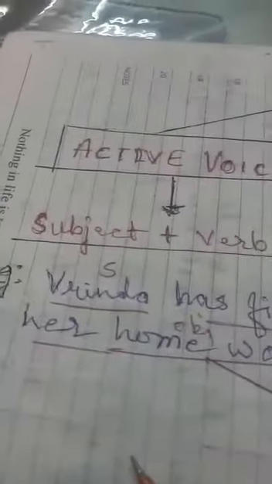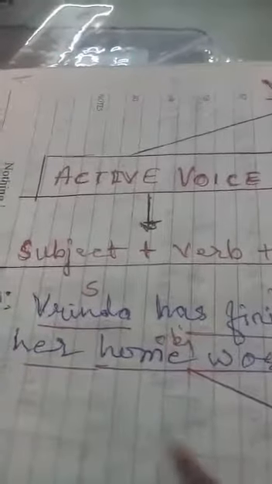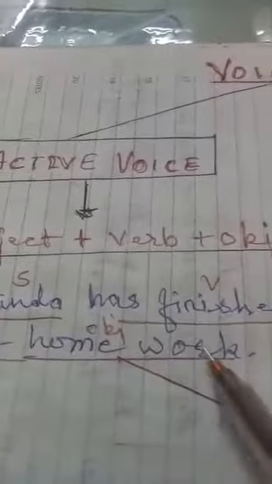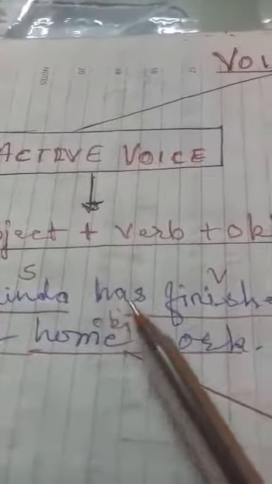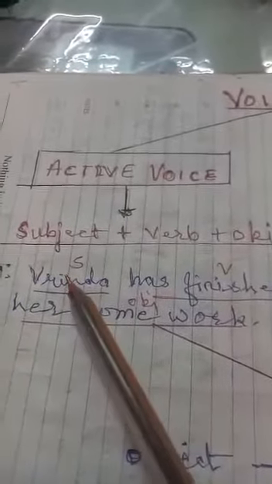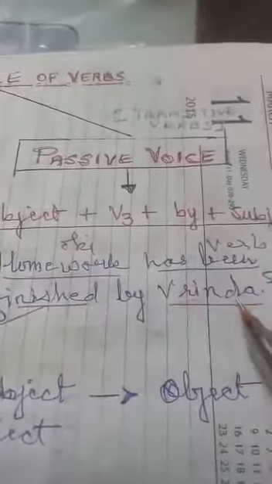So the very first, let me give an example. Vrinda has finished her homework. Here, the subject is Vrinda, has finished is the verb, and homework is the object. This is the present perfect tense, so we are using has plus third form of the verb. So here, the object will take the place of the subject: the homework has been finished by Vrinda.